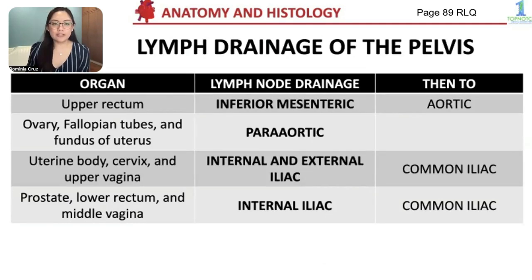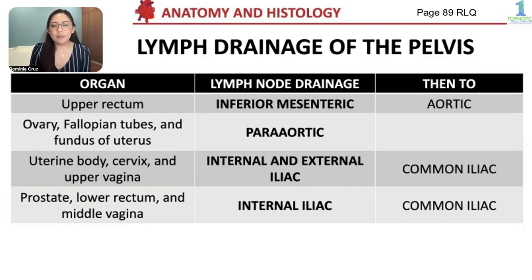So let's talk about the lymph node drainage of your pelvis. Your pelvic organs have several lymph node drainage. And the trick here, parang sa venous drainage lang, is to think of their arterial supply. So yun ang pinaka-importante na muna ma-memorize natin sa pelvis and sa perineum, yung arterial supply niya. Usually, kung ano yung arterial supply, yun na rin yung katumbas nilang lymph node drainage.